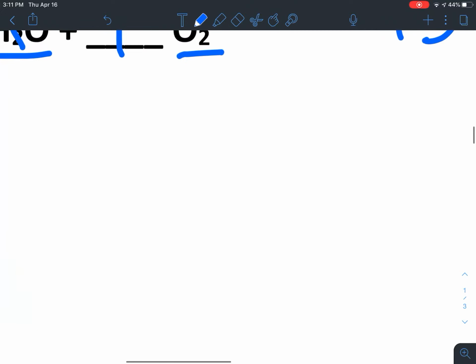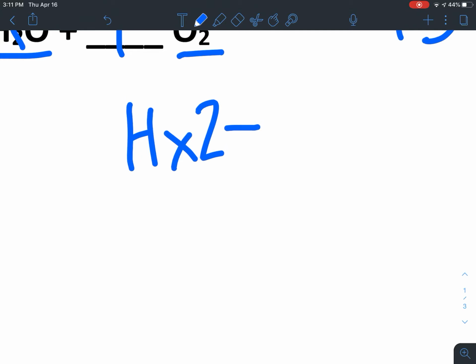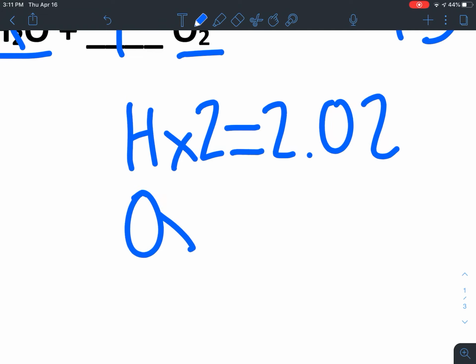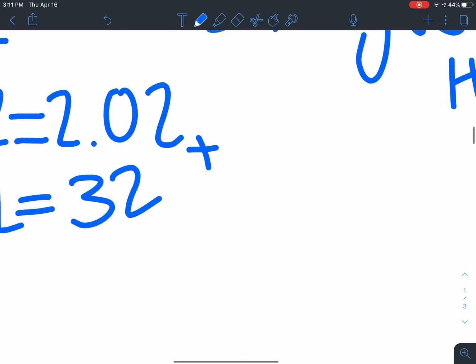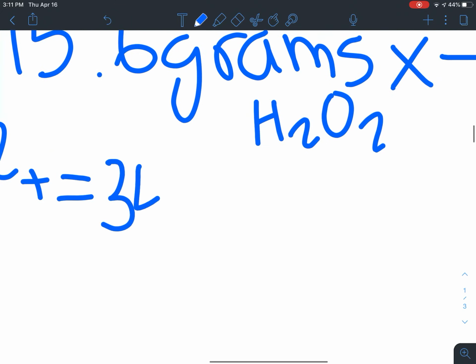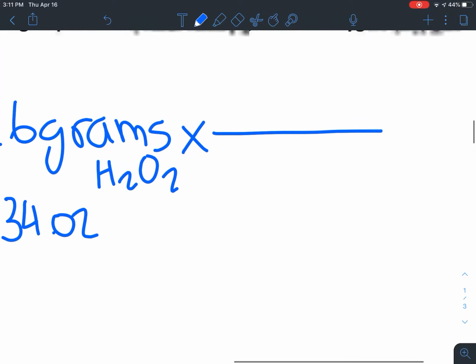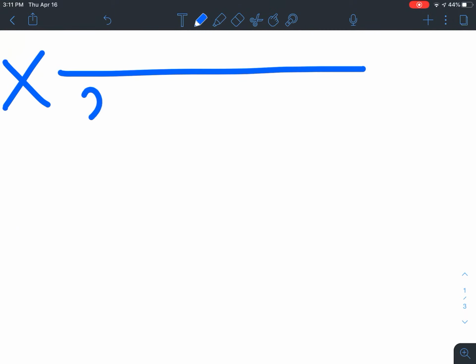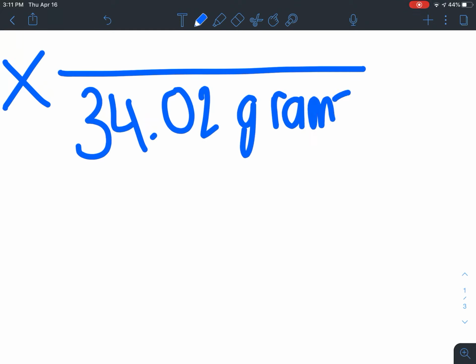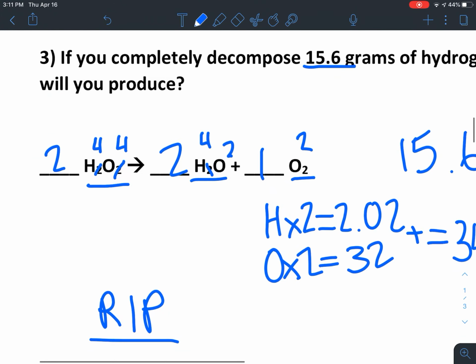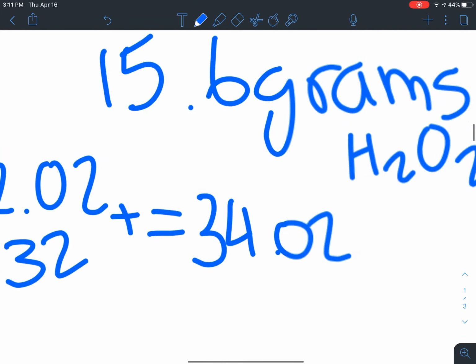So what we have to do is H times 2 equals 2.02, and then O times 2 equals 32, and if we add those together, it equals 34.02. So it's going to be 34.02 grams H2O2, and knowing there's going to be 2 moles.